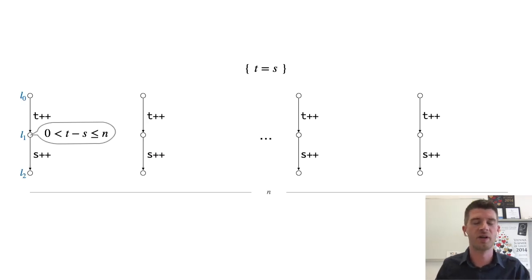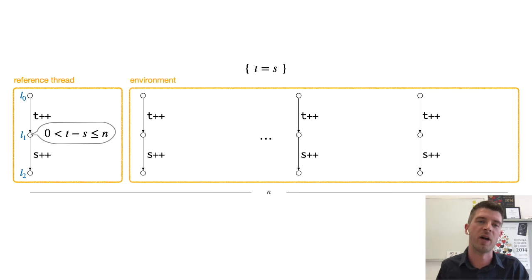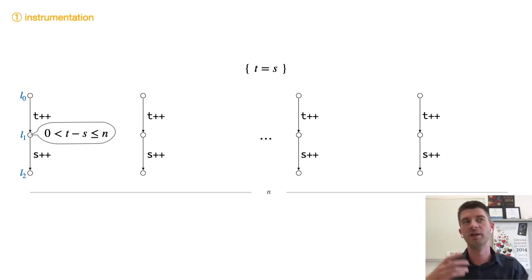Let's look at this on our example. To introduce some definitions, we will refer to this first thread that has the assertion on it as the reference thread, and to all of the other threads as the environment. And now TMCA is split into two steps. Let's look at the first one of these, which is an instrumentation phase.